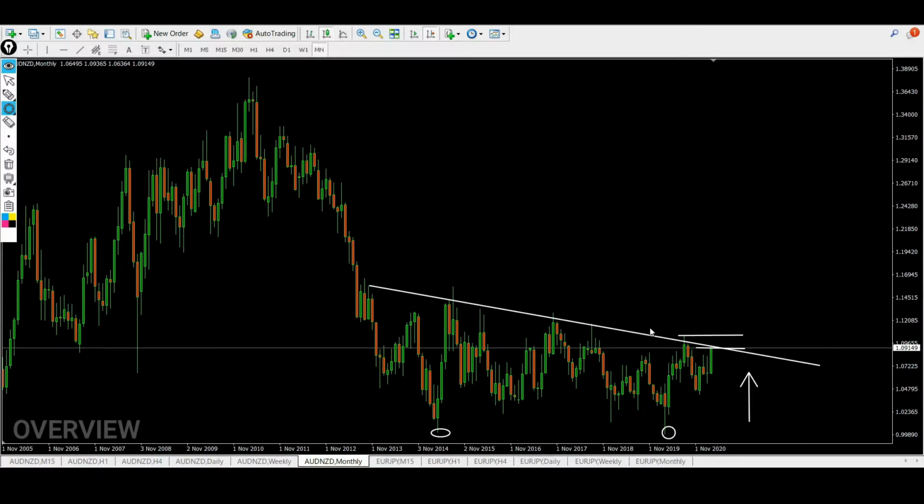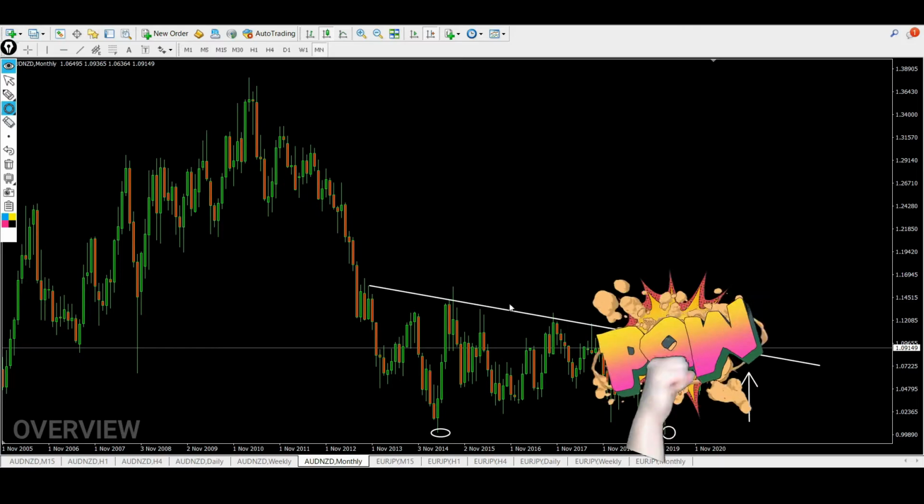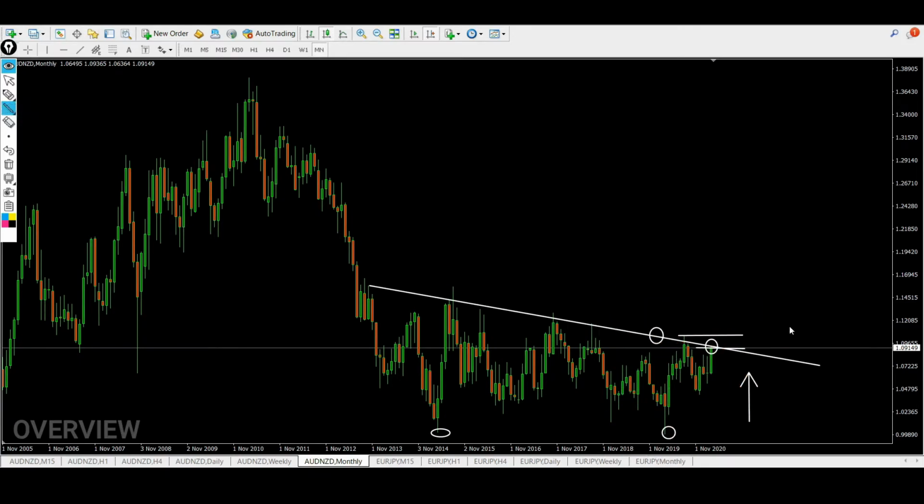However, due to this trend line being relatively strong and price still trying to get through it, in the short term, we are neutral biased. Okay, let's go on to entries.